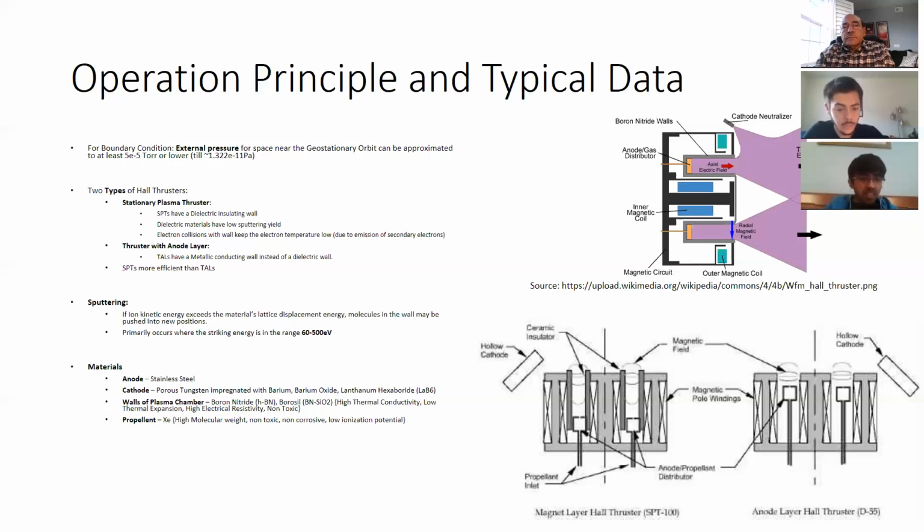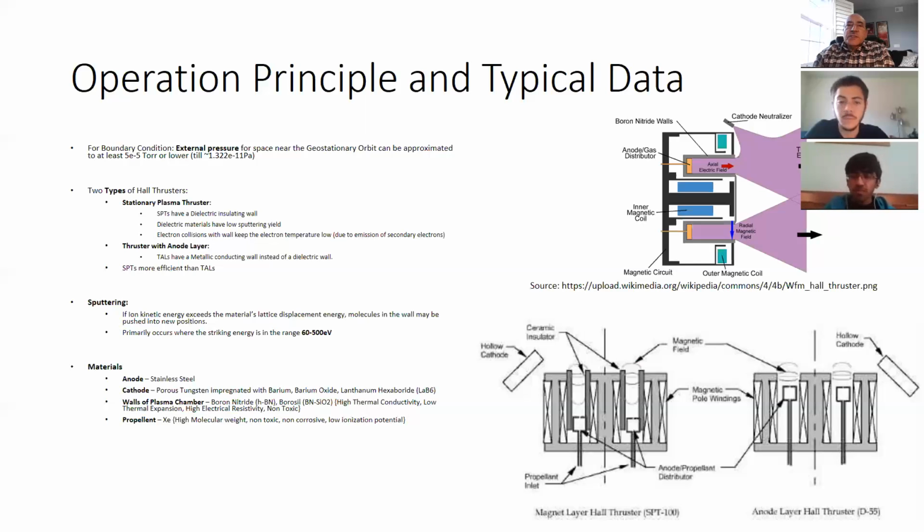Then coming to materials, primarily you have four: the anode, the cathode, the walls, and the propellant. The anode is made out of stainless steel. The cathode is very similar to the ion thruster. It can be made out of lanthanum hexaboride, or porous tungsten impregnated with barium or barium oxide. But LaB6 is the primary material that's used.